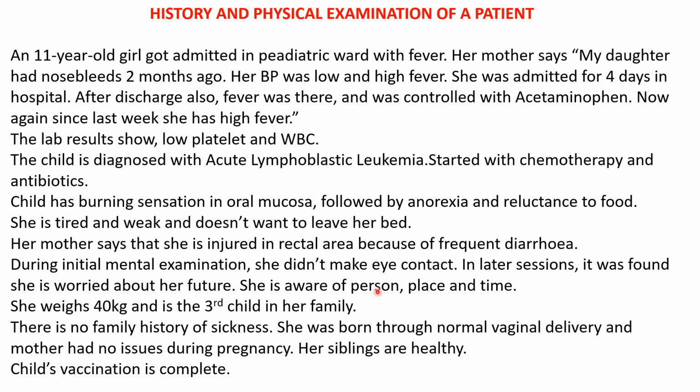She is aware of person, place and time. She weighs 40 kg and is the third child in her family. There is no family history of sickness. She was born through normal vaginal delivery and the mother had no issues during pregnancy. Her siblings are healthy. The child's vaccination is complete. So this is the history we have collected from the patient and her mother. We will see how we are going to apply Johnson's behavioral system model.